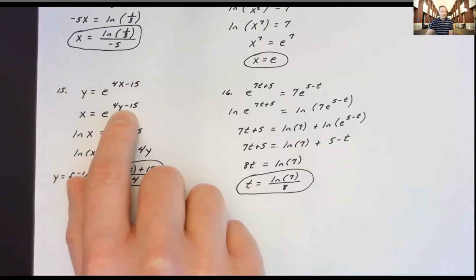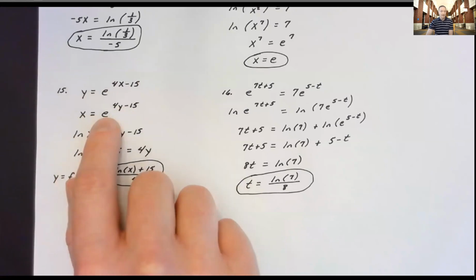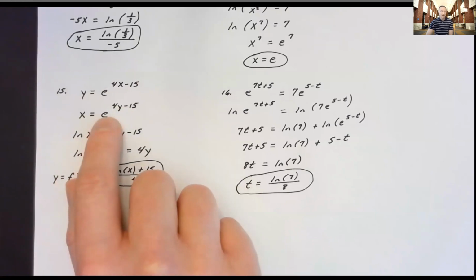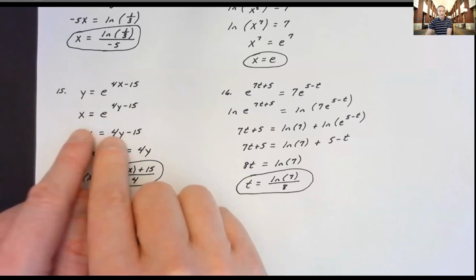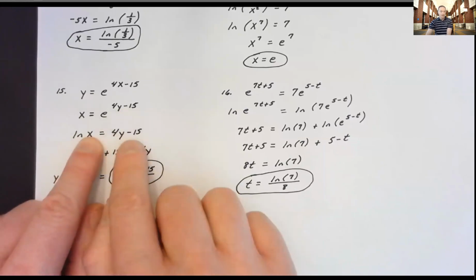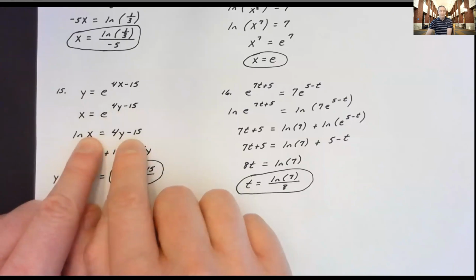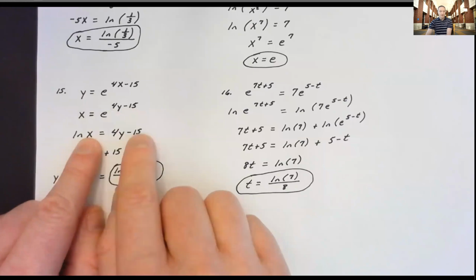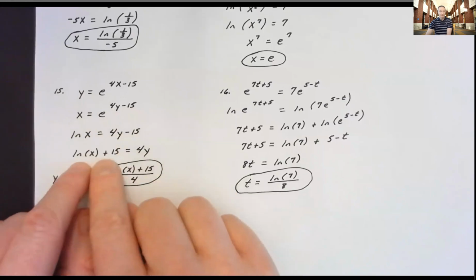How are you going to solve for an exponent? Well, you've got to get it out of the exponent by getting rid of that base e. How do you get rid of an exponential base e? You take the natural log of both sides. So from this step to this step, I'm taking the natural log of both sides. The natural log of x is equal to this exponent, 4y minus 15. Now I can solve for y by adding 15 to both sides, and I'll get the natural log of x plus 15.